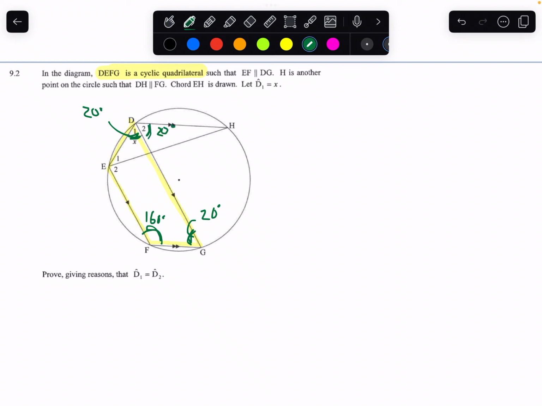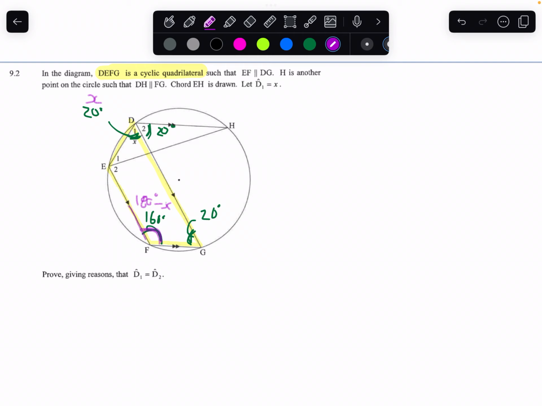Now, instead of doing it with 20, because no one told us it's 20 degrees, right, we're going to do the same thing in terms of X. Right, so D1 is X. We then came here and said, well, this angle will be 180 minus 20, or 180 minus X, because opposite interior angles of a cyclic quad.